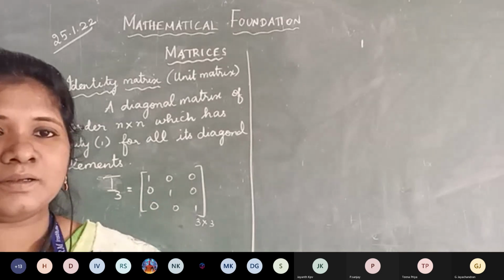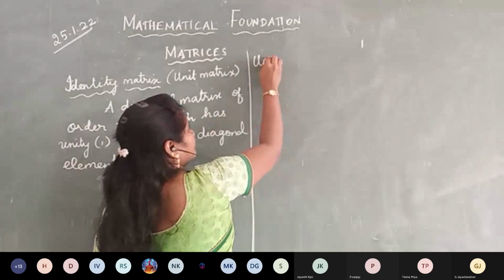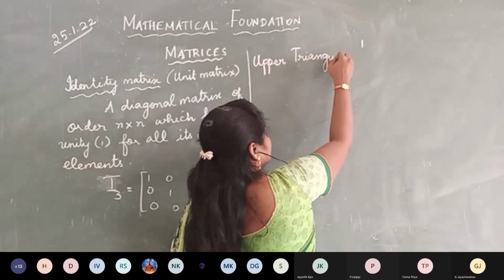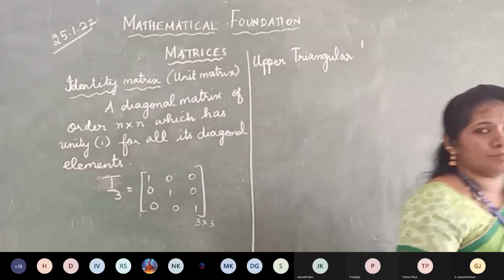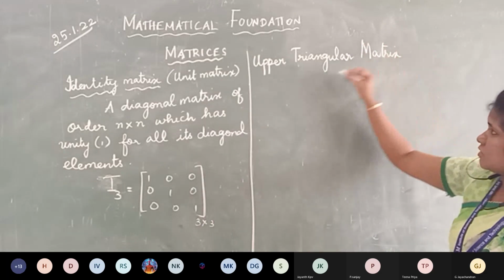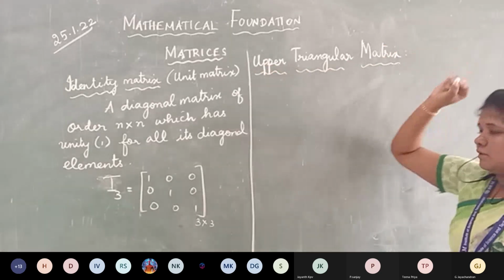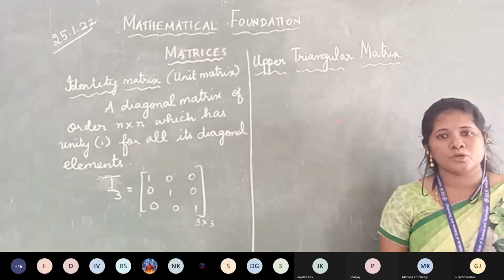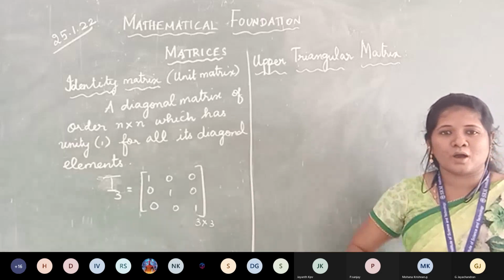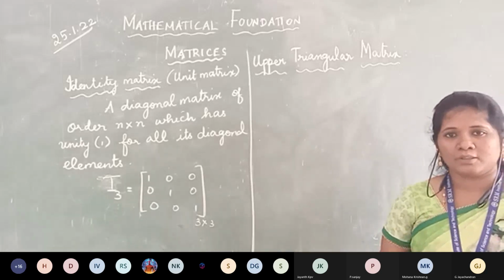You remember your upper triangular matrix? What is upper triangular matrix? Anyone remember? Just tell me an example. What is your upper triangular? Any remembrance of what is your upper triangular matrix, lower triangular matrix? Elements will be on top or at the bottom.